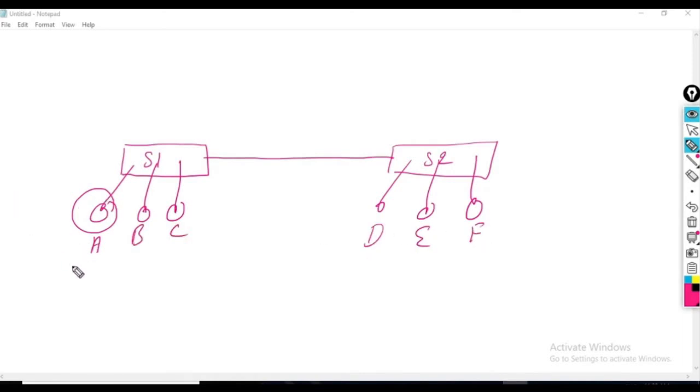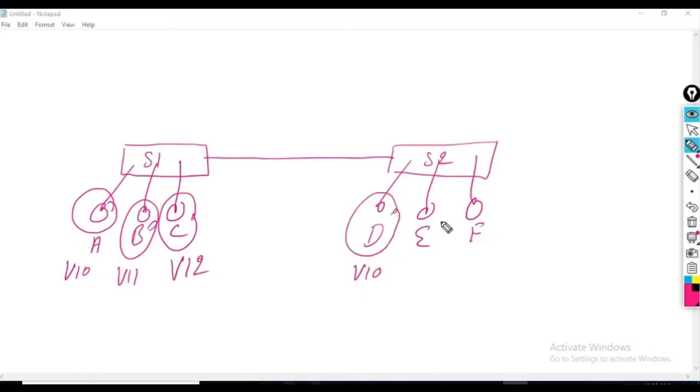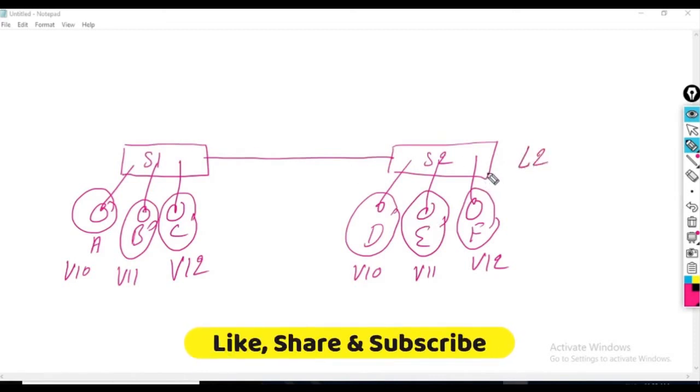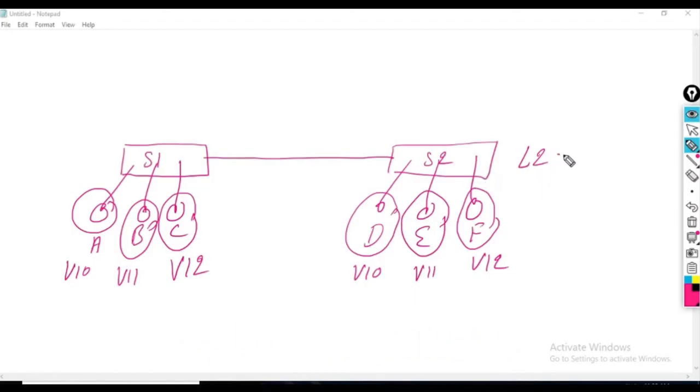So A computer belongs to VLAN 10, B computer belongs to VLAN 11, C computer belongs to, let's say, VLAN 12, right? In the same way in switch number 2, D computer belongs to VLAN 10, E computer belongs to VLAN 11 and F computer belongs to VLAN 12. But now in this network, the communication is on layer 2 because both these switches are layer 2. They are manageable, of course, right? So layer 2 devices can only transfer data with the help of MAC address, right?